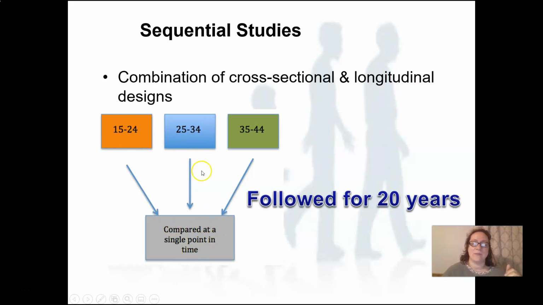Go to the mall, you get those people, those different ages, you ask them about their politics, but then you follow up with them every 5 years for 20 years. Or it doesn't even have to be so long. You can have a longitudinal study that's like a year or 2 years. You could follow somebody up in a sequential design for a year, or even 6 months. So just some length of time where you're not just getting one snapshot.